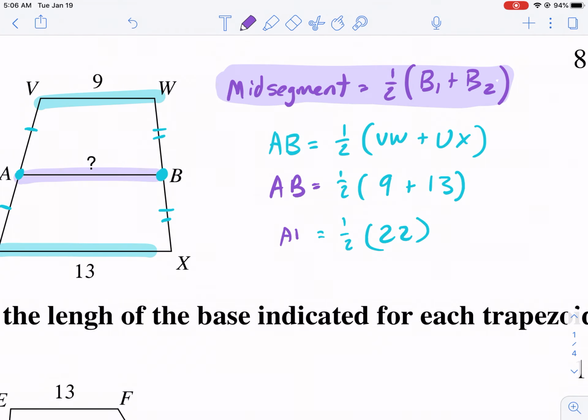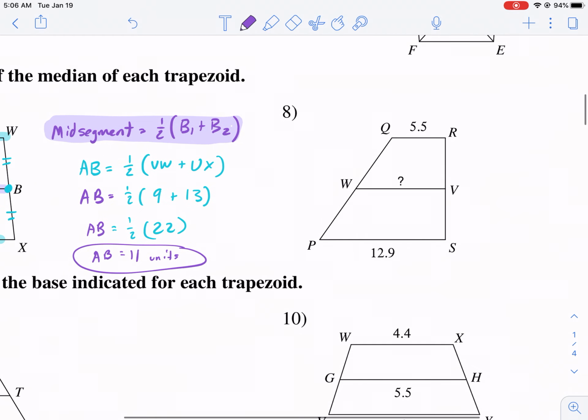And then we get AB. And then AB, 1/2 times 22 is 11 units. And there we go. That's our mid-segment. We can do the same thing here.